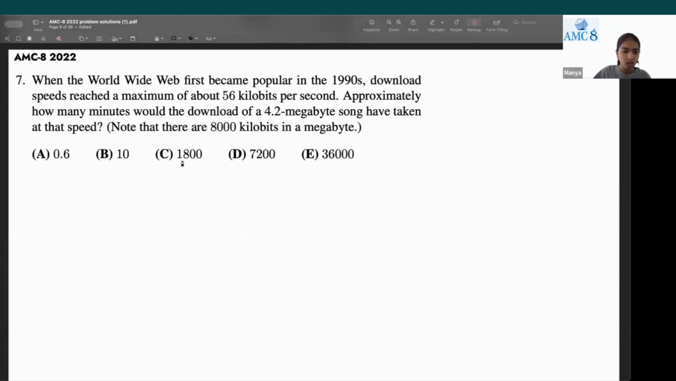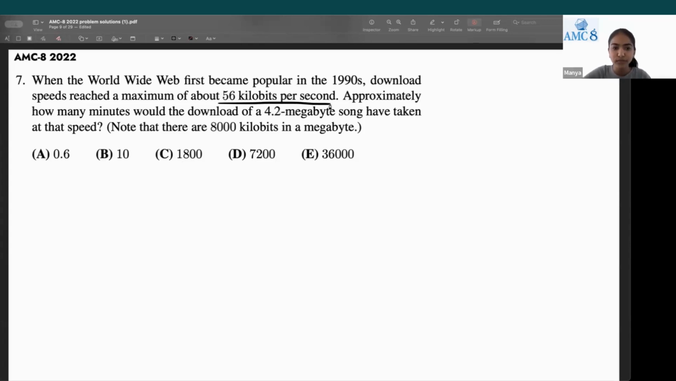Problem number 7. When the World Wide Web first became popular in the 1990s, download speeds reached a maximum of 56 kilobytes per second. How many minutes would the download of a 42 megabyte song have taken at that speed? Note that there's 8,000 kilobytes in a megabyte.